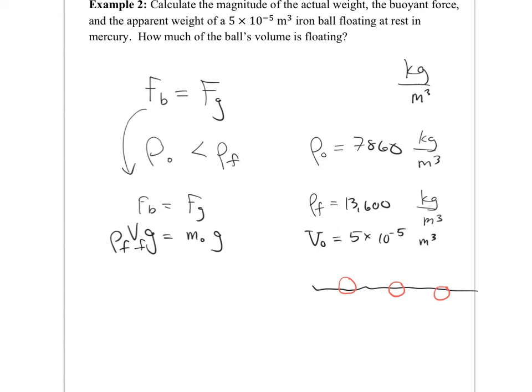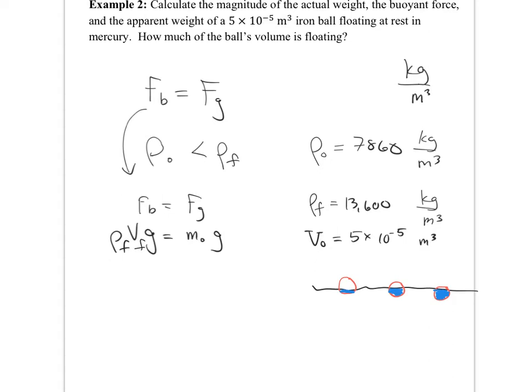Either this is VF right here, I'm coloring in, or this is VF right here, or this is VF right here. Remember, VF is the volume of the fluid displaced. That's how much of the object is actually submerged under the water itself. So the blue shaded region represents the volume of the fluid displaced, but we don't know. Has it been displaced fully, halfway, or not at all, or some?